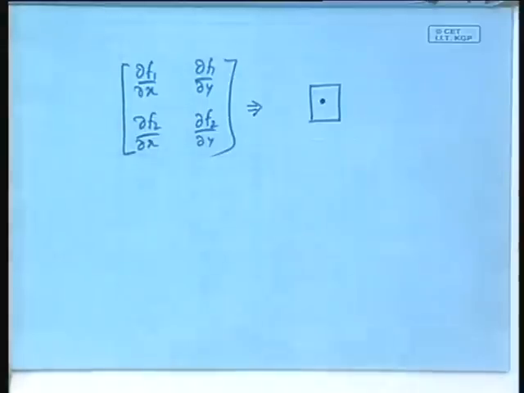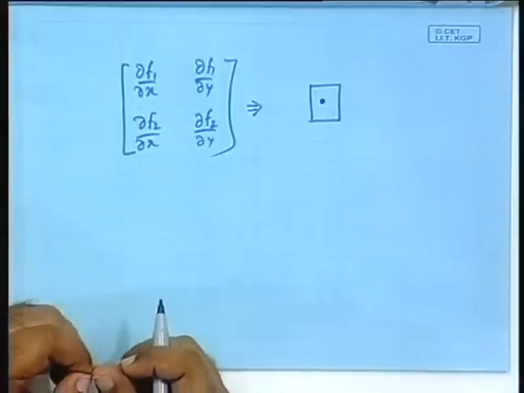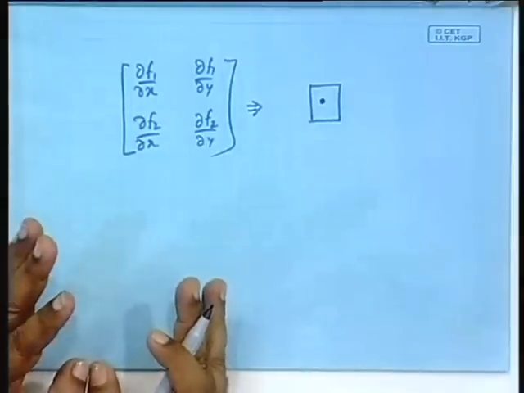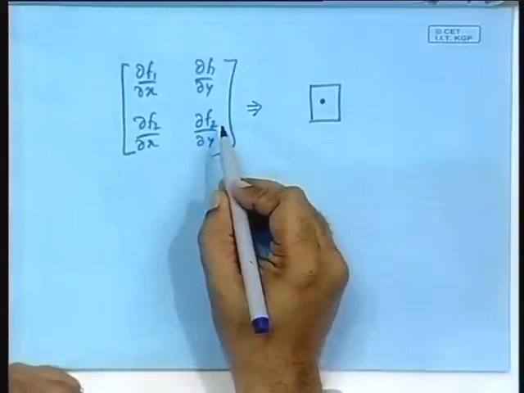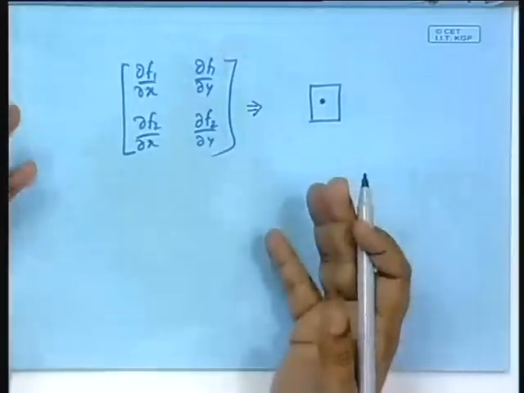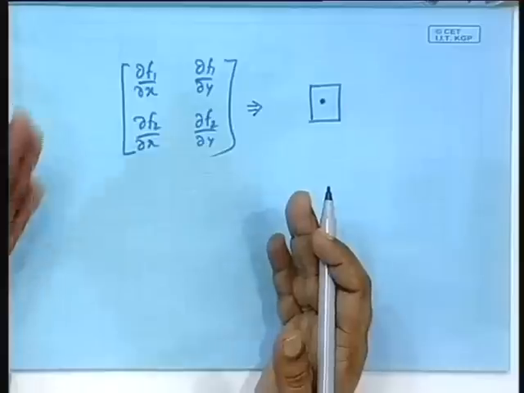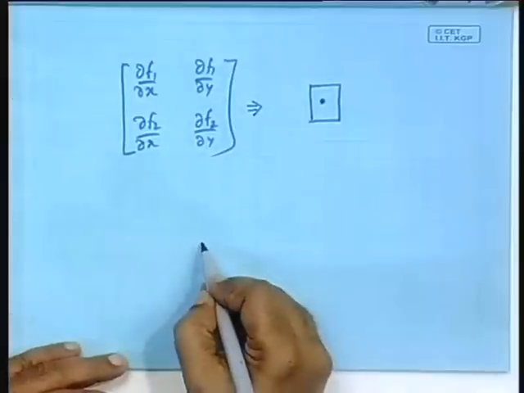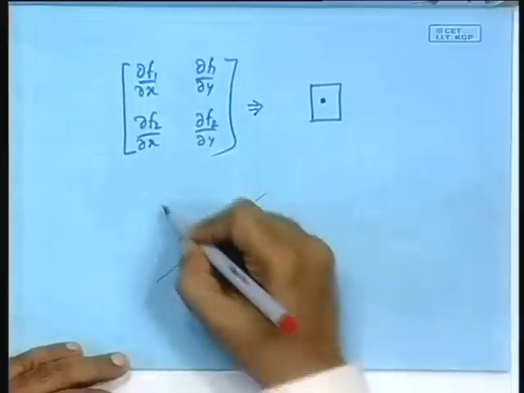Fine. So let us see what happens initially. Let us see what happens if the eigenvalues are positive, real. If the eigenvalues are positive and real, then there should be identifiable, drawable eigenvectors. You can draw the eigenvectors. Imagine that here is a fixed point and here are the two eigenvectors.